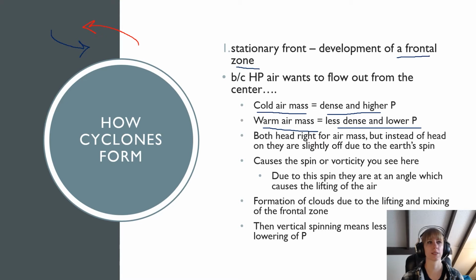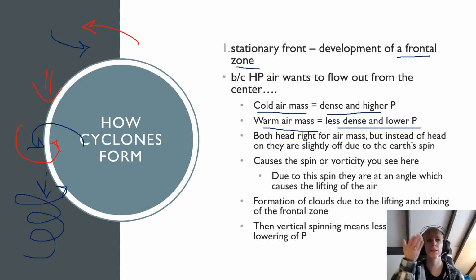Which is going to lead to us having a spin starting to occur. Okay, and this is how our vortex begins, our vorticity. So this causes the spin that we see, and due to this spin, they are at an angle, which causes lifting. And so the formation of clouds occurs because of lifting. And so as we lift, we get colder, which drops the dew point, so that we're going to have the condensation of clouds, and we're going to have precipitation.